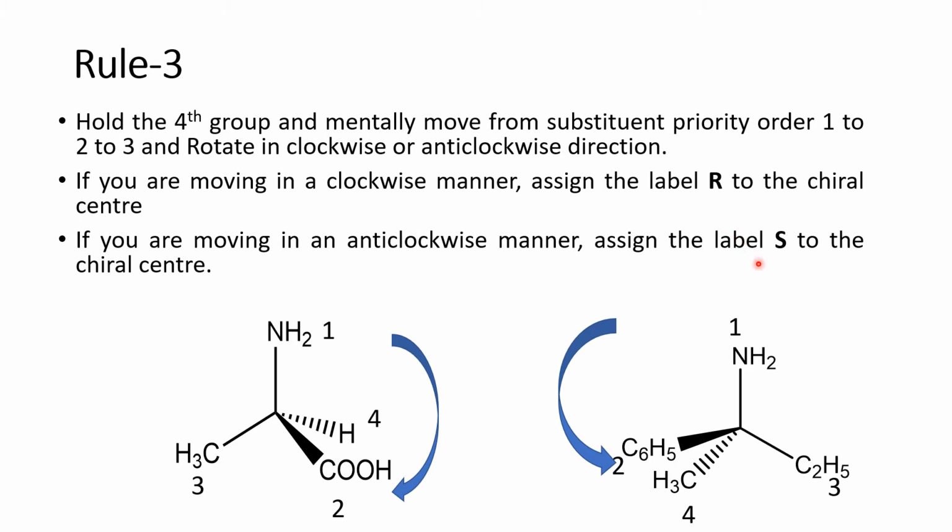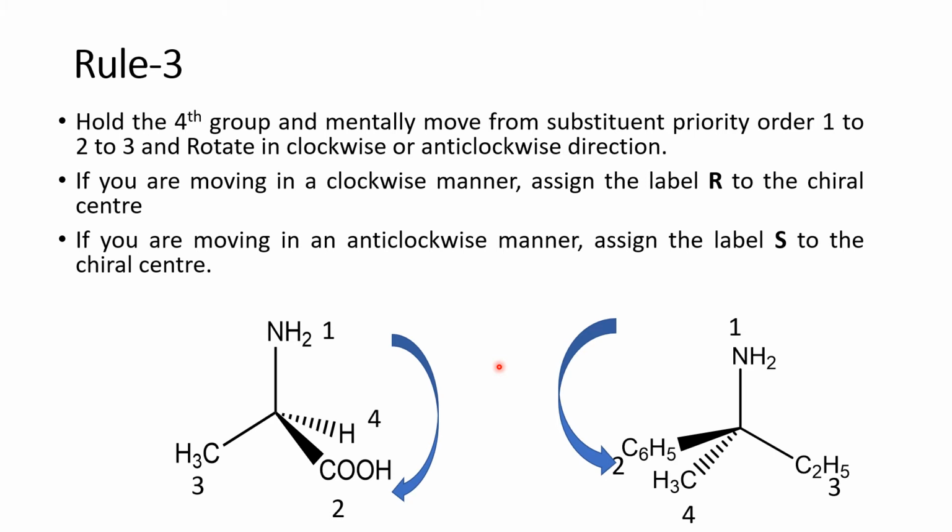R means if we are moving in a clockwise direction, then the molecule is said to be R. If you are moving in the anti-clockwise direction, the molecule is said to be S. So these three are the major rules which are useful for assigning R and S configurations for any molecule. These three are enough to assign the R and S configuration to the molecule.